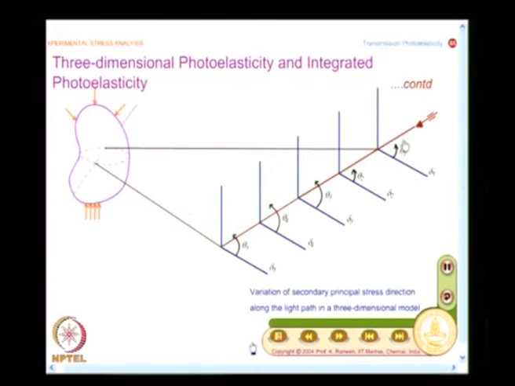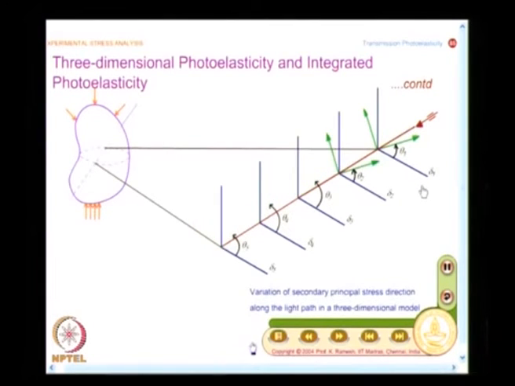And in order to write this, we have already discussed that what are represented are actually the secondary principal stress direction and the difference. We have already defined what a secondary principal stress difference is. So, the moment you come to 3-dimensional photoelasticity, you will have to know how to handle the variation of the principal stress direction along the light path as well as the variation of the magnitude.